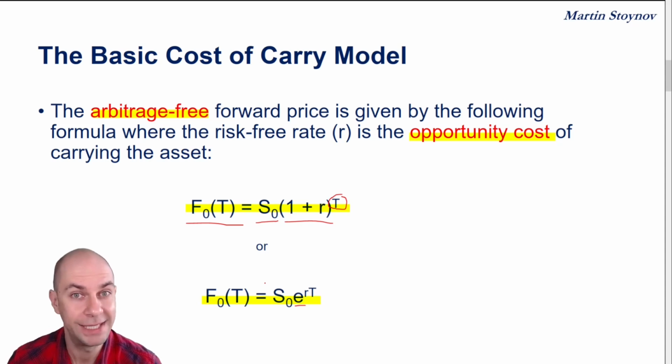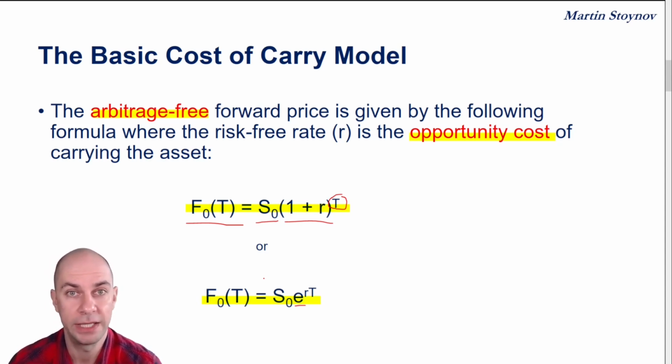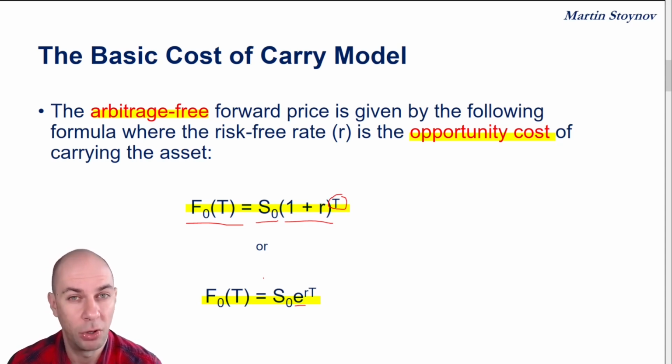Now, any forward price that deviates from these theoretical equations will allow us to exploit arbitrage, which we defined on the previous page. So therefore, the market price of the forward must agree with the theoretical price given by these equations. And if it doesn't, then a clever arbitrageur can step in and exploit the mispricing. And that's what we are going to illustrate on the next slide.